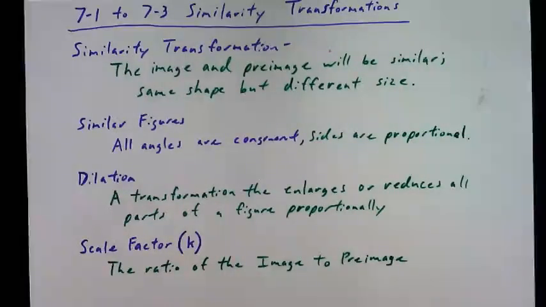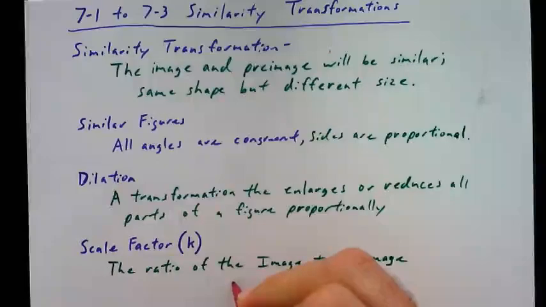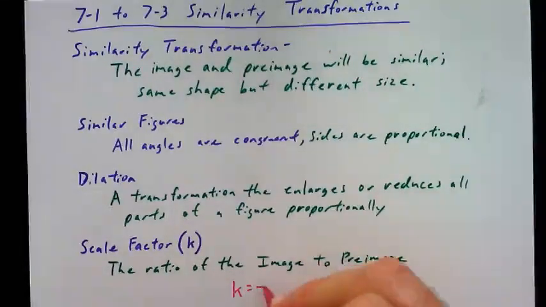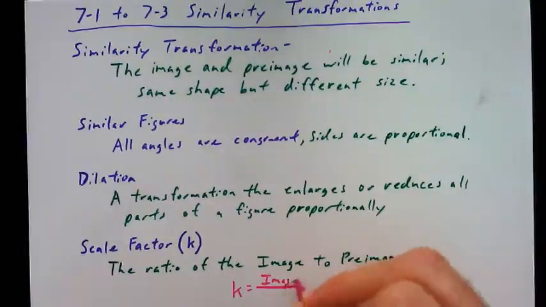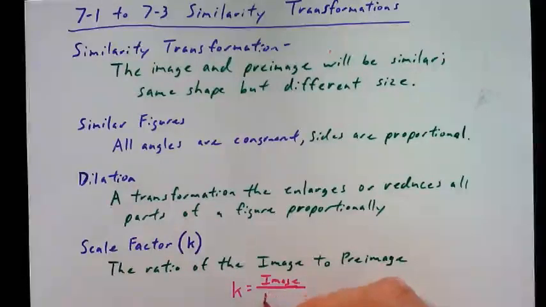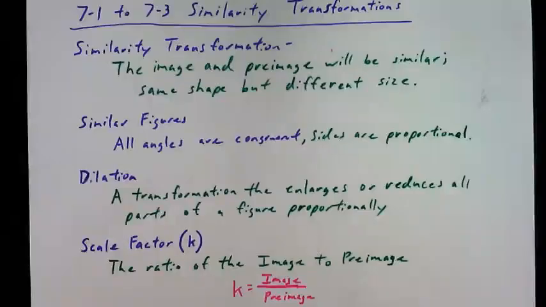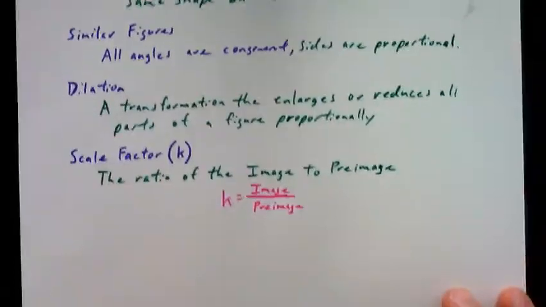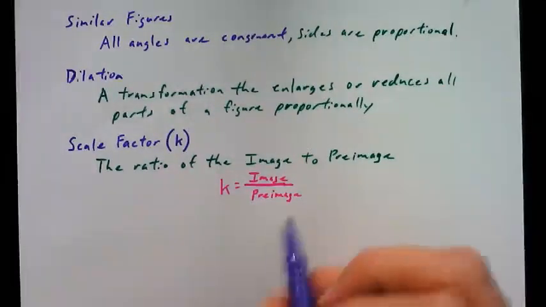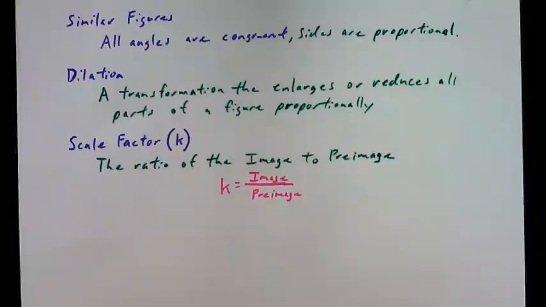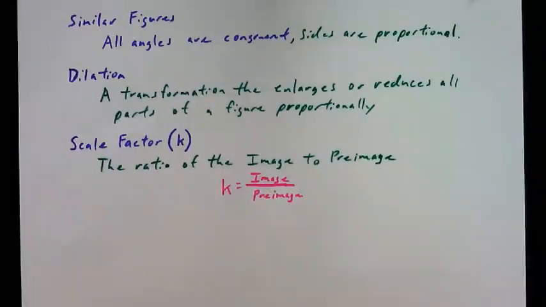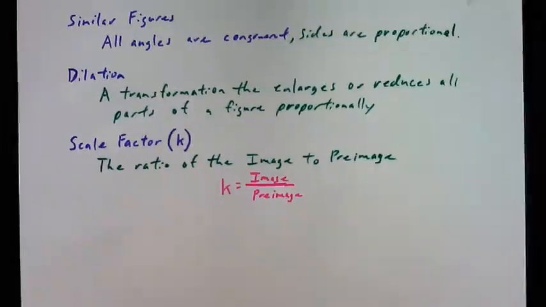If we were to write this as an equation, we could say K is equal to image on top, pre-image on the bottom. Now, there are two types of dilations. Again, it's either getting bigger or getting smaller. And we have a specific name for each one of these things.